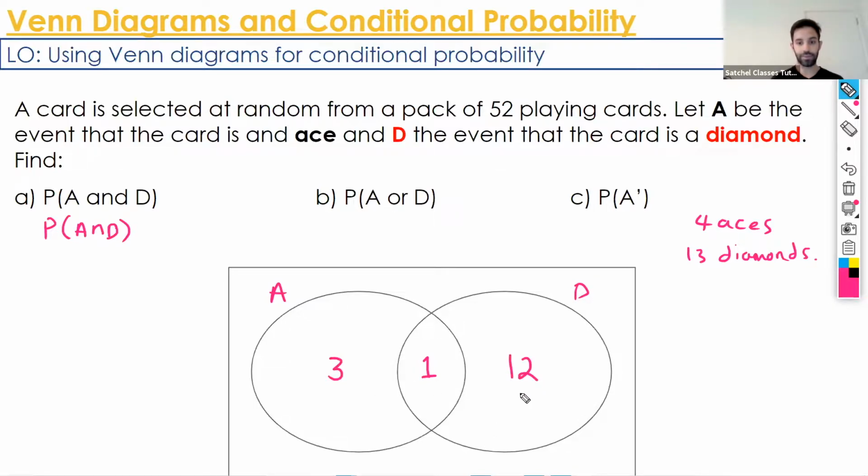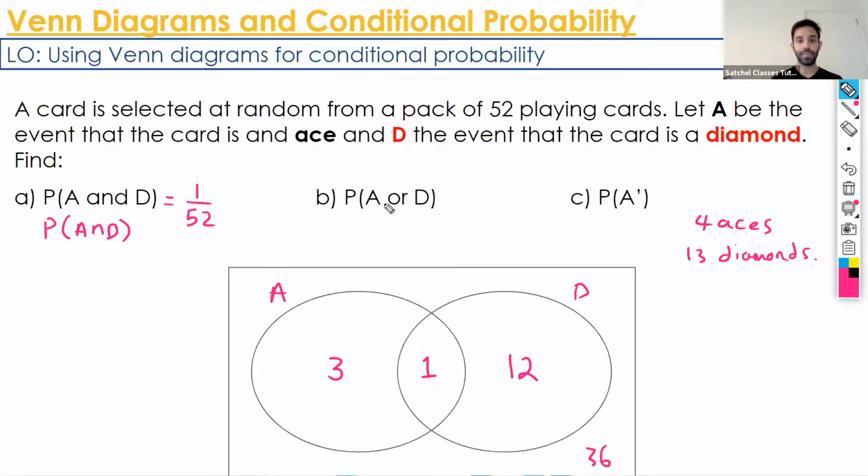So this is what a Venn diagram will look like. And the rest of the cards, well, we've got 16 here. So 52 take away 16 leaves us with 36 cards on the outside. So find the probability of A and D. That's going to be 1 card out of the 52 cards that we have. So that's 1 out of 52. And if we add all of these numbers up together, we will get 52. So 36 plus 12, that's 48, plus 1, 49, plus 3, 52.